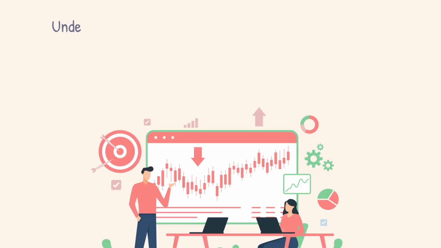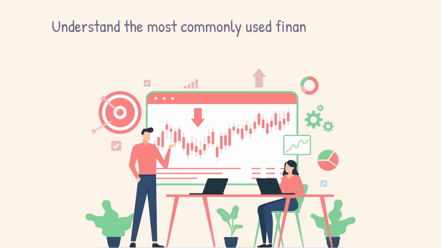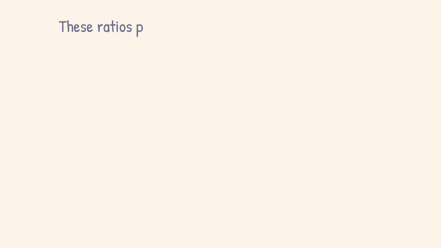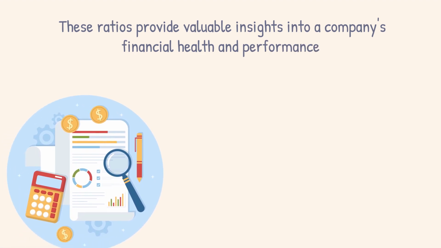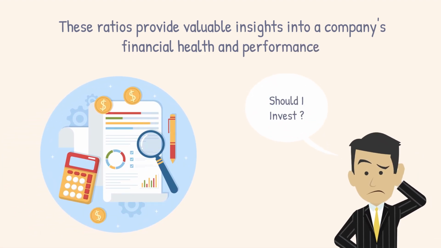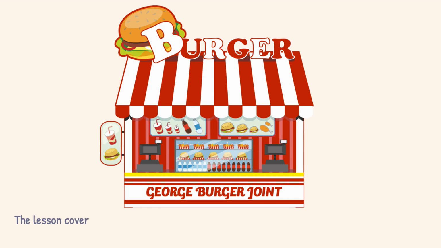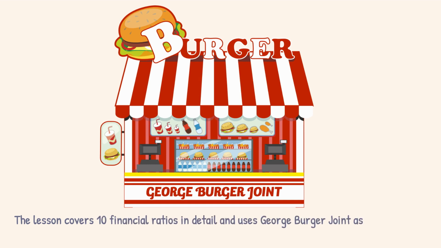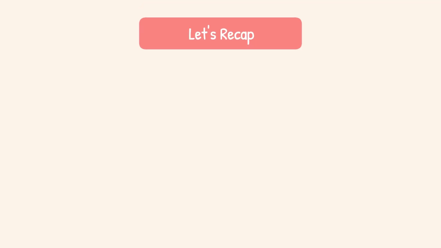In this lesson, the focus is on helping individuals understand the most commonly used financial ratios for stock investing. These ratios provide valuable insights into a company's financial health and performance, and can help investors make informed decisions about whether to invest in a particular stock or not. The lesson covers 10 financial ratios in detail and uses George Burger Joint as an example to illustrate how each ratio works. Let's have the recap of what we studied so far.